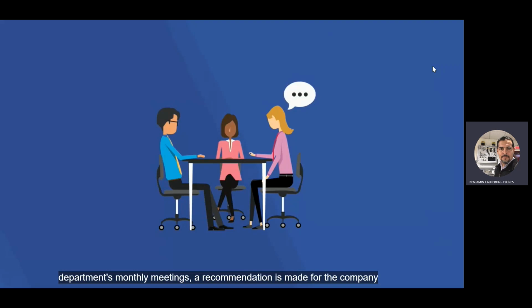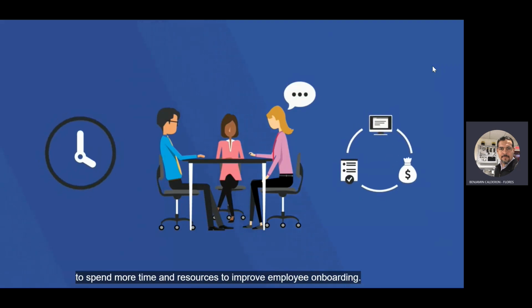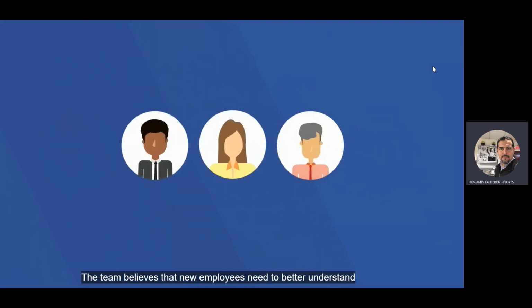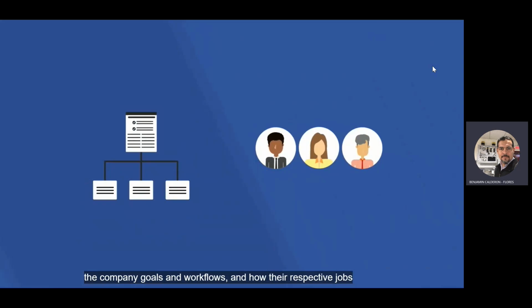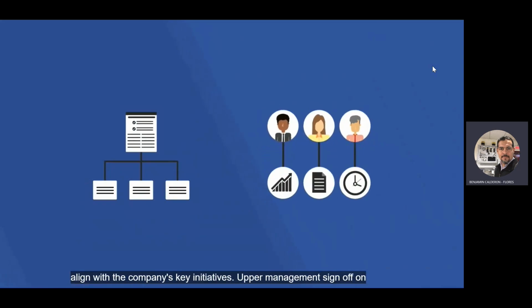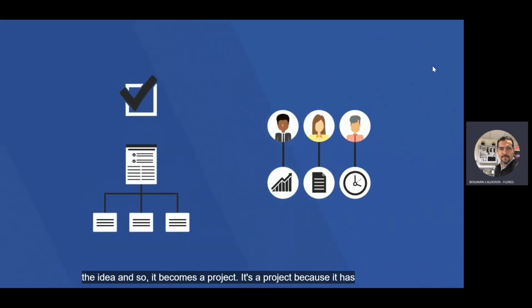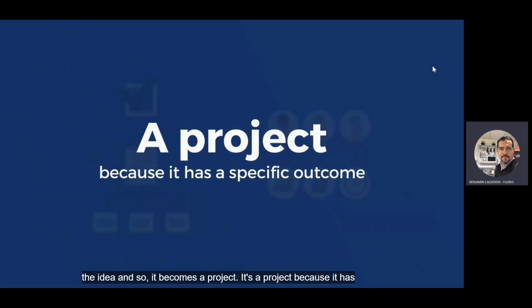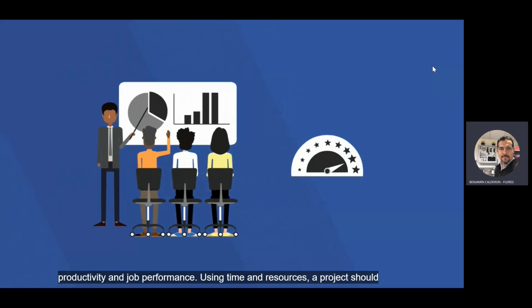A recommendation is made for the company to spend more time and resources to improve employee onboarding. The team believes that new employees need to better understand the company goals and workflows and how their respective jobs align with the company's key initiatives. Upper management sign off on the idea, and so it becomes a project. It's a project because it has a specific outcome, creating an addition to the employee's orientation program to focus more on company goals and, in theory, lead to better overall productivity and job performance.